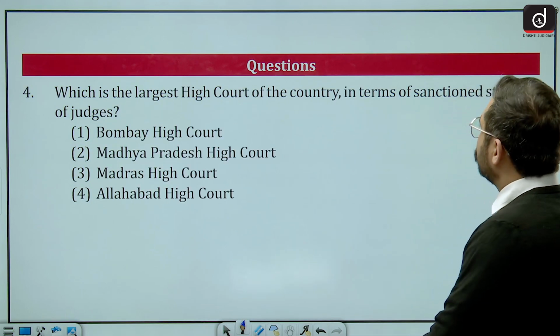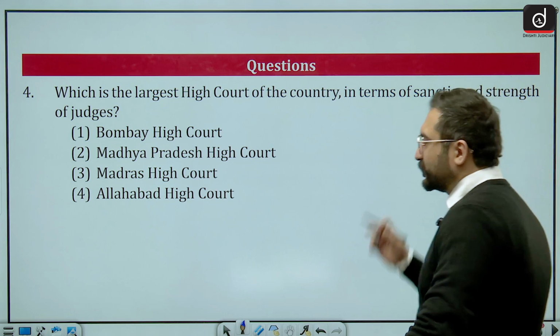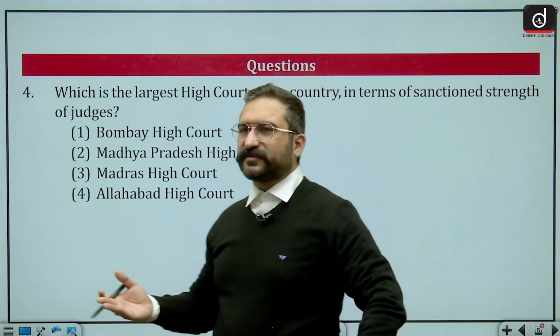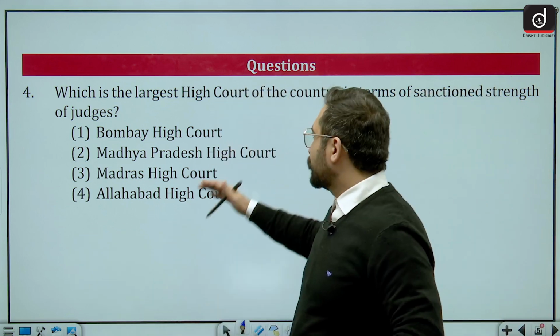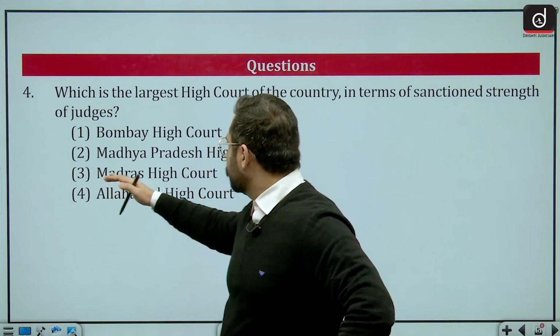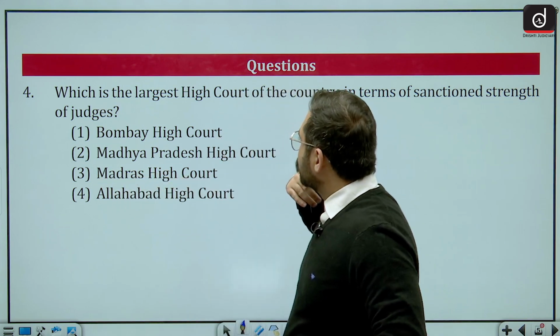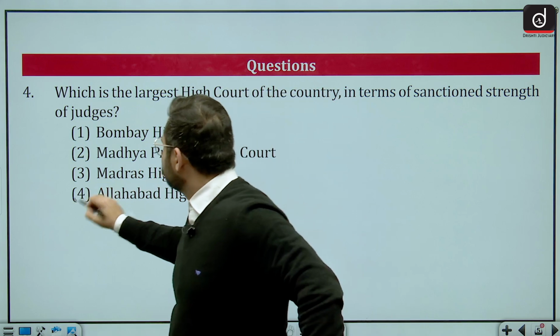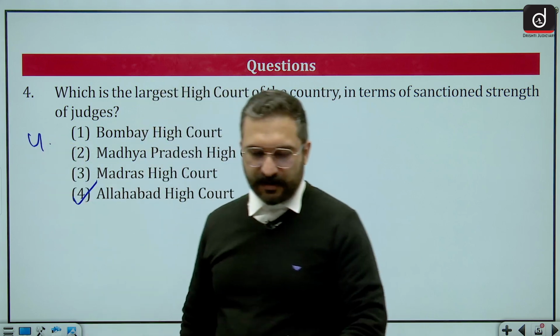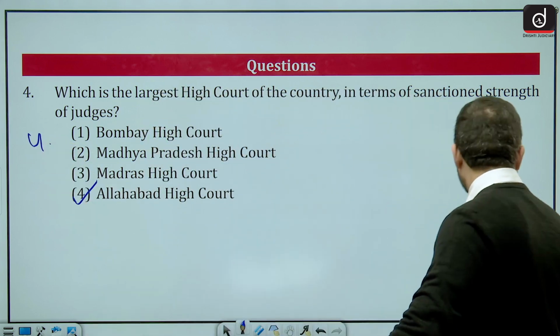Which is the largest high court of the country in terms of sanction strength of judges? The sanction strength of judges depends upon the population of the state. So that is why you will see that the maximum population belongs to Uttar Pradesh. So Allahabad High Court. 4. Clear? 4 is your option.